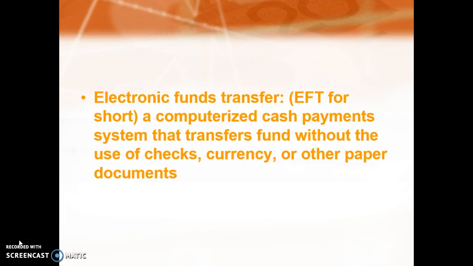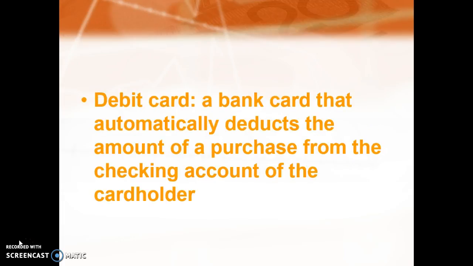Okay, then the last thing we have to discuss is a little reminder as to the difference between a debit card and a credit card. So remember, a credit card is when you are spending money that you don't currently have. And a debit card is linked to your bank account. So that's what we need the definition of. Our formal definition of debit card is a bank card that automatically deducts the amount of a purchase from the checking account of the card holder.